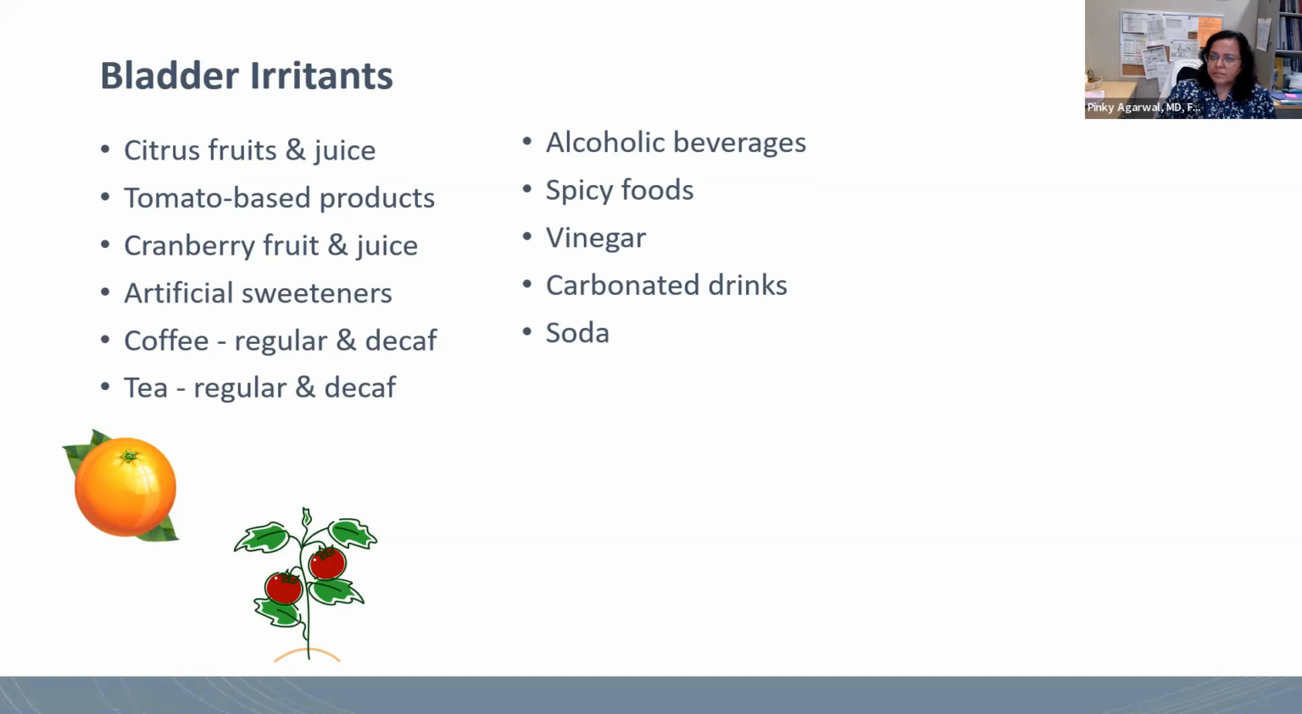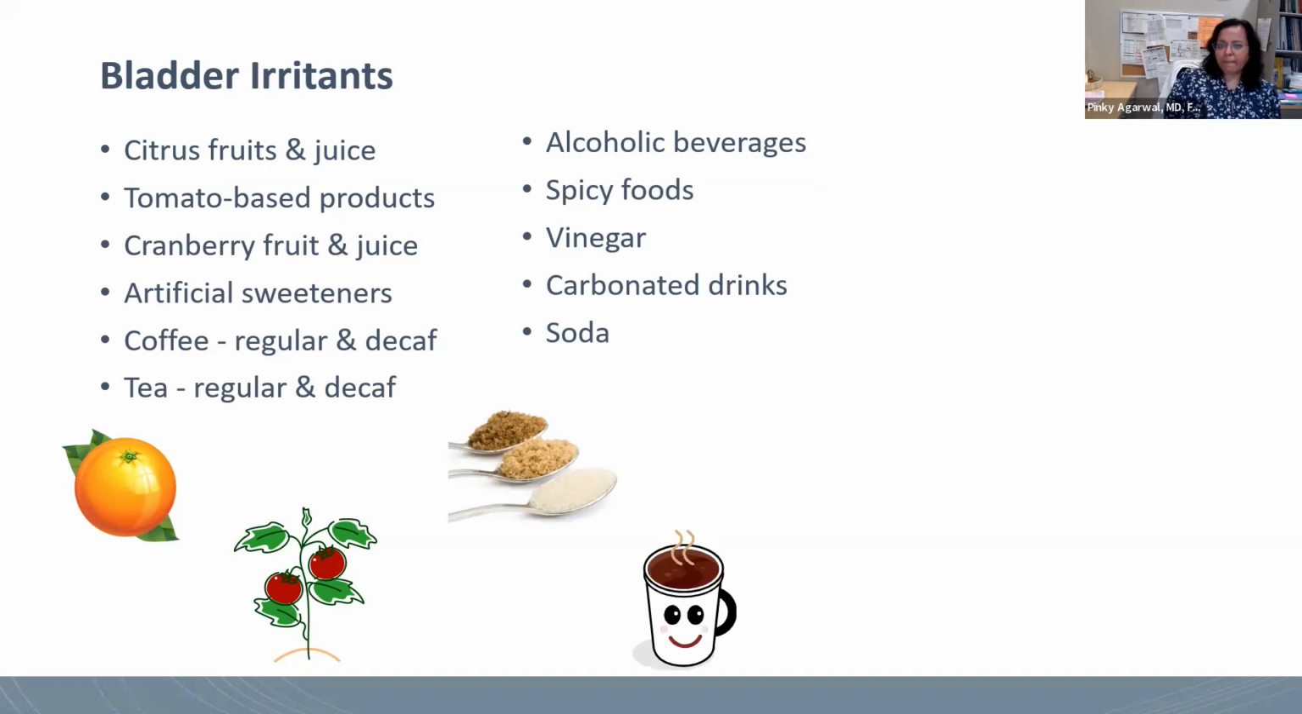What you may not recognize, though, is that the bladder is very irritated by artificial sweeteners. There is something in the chemical makeup of artificial sweeteners, like Sweet'N Low, which can irritate the lining of the bladder. The bladder is particularly irritated by coffee, which many people are aware of, but decaf coffee and decaf tea can also be irritating because of their acidic properties.